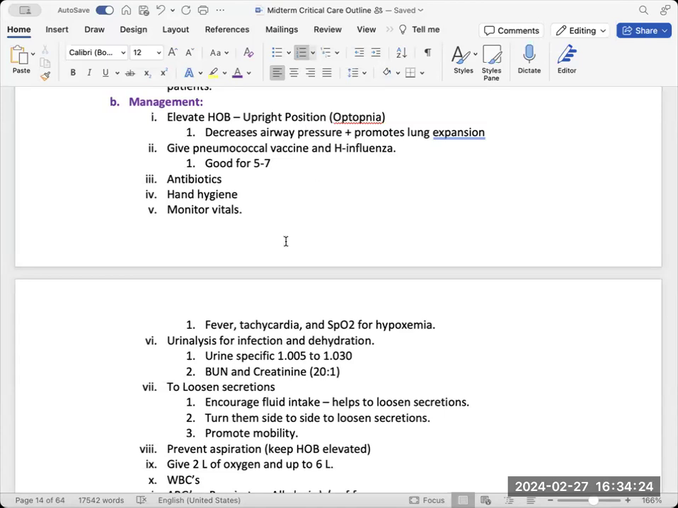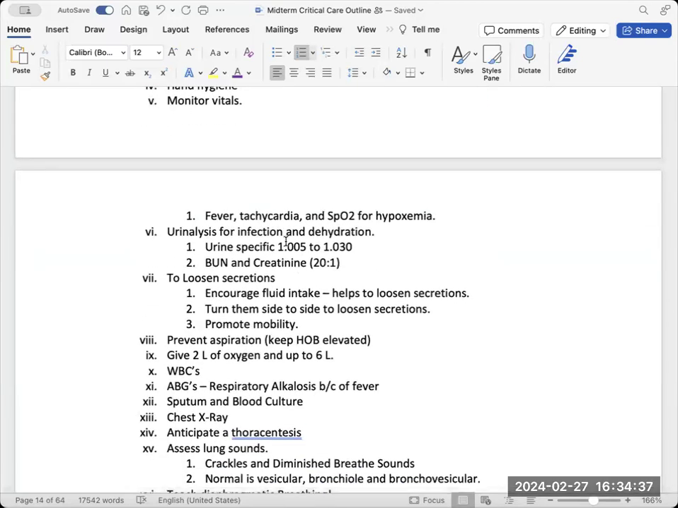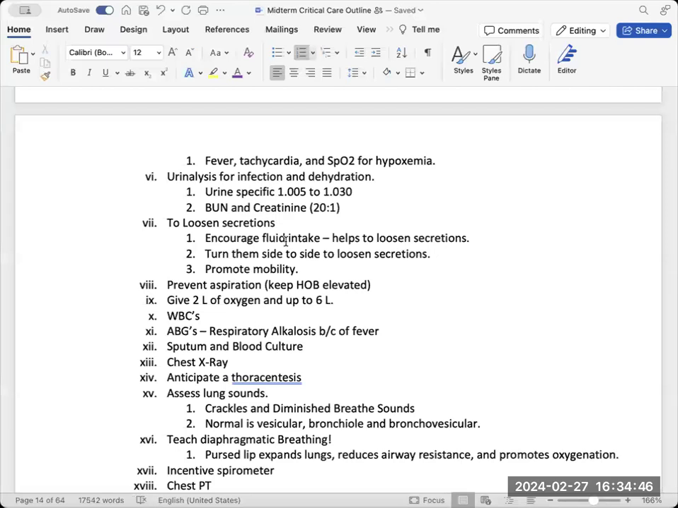Antibiotics, especially if it's bacterial, but we need to first get a blood and sputum culture. We need a urine analysis. We need all of these things to determine what kind of pneumonia this is. We want to monitor vitals, because especially if it's bacterial, we'll expect fevers, tachycardia, and a decreased SpO2 level. We want to look at the BUN and creatinine levels, and the urine specific gravity, because we're looking for dehydration. Infections and fever can always lead to dehydration.